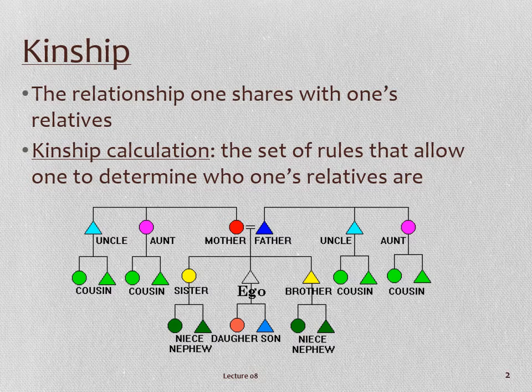Kinship is the relationship one shares with one's relatives, and kinship calculation is the set of rules that allow one to determine who his or her relatives are. Like most cultural traits, kinship calculation varies widely from one culture to another. Because kinship is such an important organizing principle in many societies, in fact, in many the most important, kinship studies have traditionally been one of the central foci of anthropology.